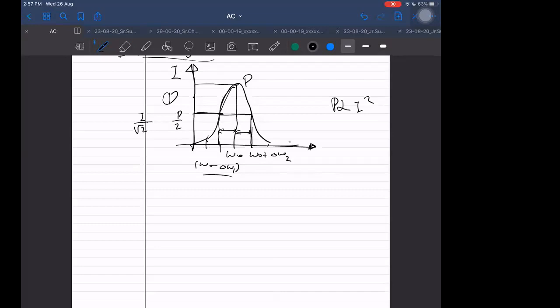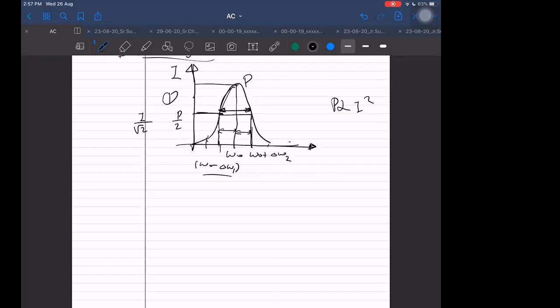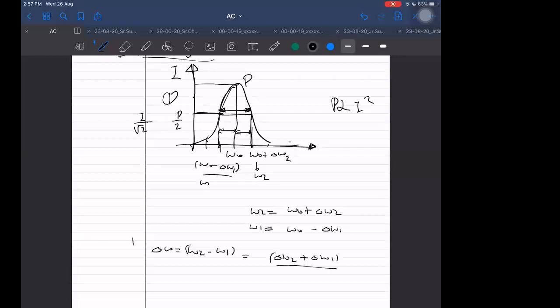So I will say that the quality factor we can define in this way. It is nothing but the width, the frequency range from the minimum frequency to the maximum frequency at which the power becomes half. Let us call this omega 2 and the first one omega 1. Omega 2 is equal to omega naught plus delta omega 2 and omega 1 is equal to omega naught minus delta omega 1. The gap, let us call it delta omega total, will be equal to delta omega 2 plus delta omega 1. That is the frequency width. We call it bandwidth also.